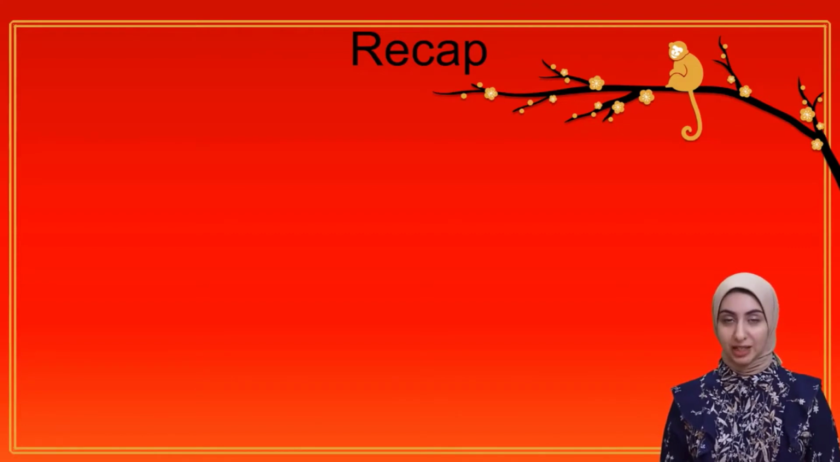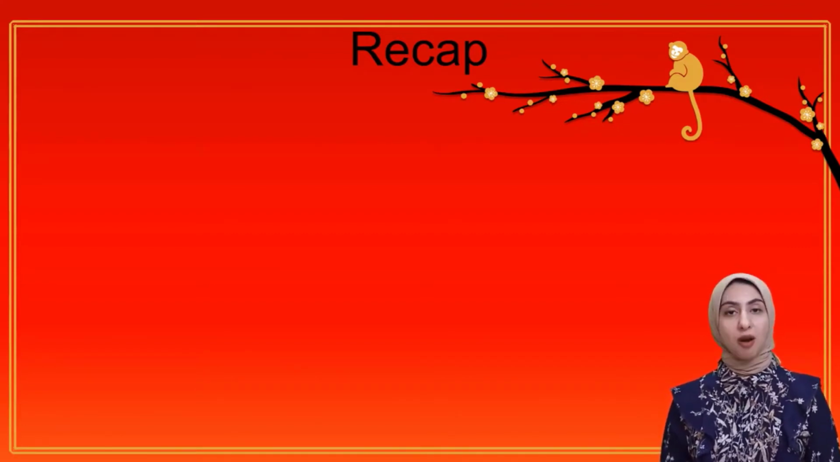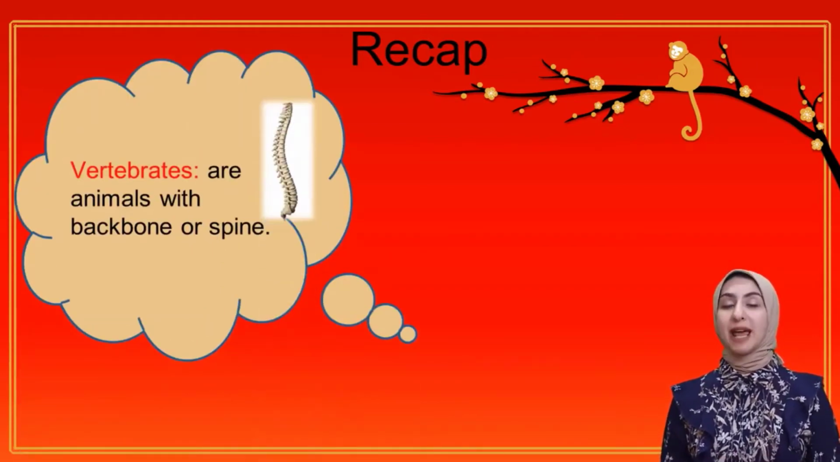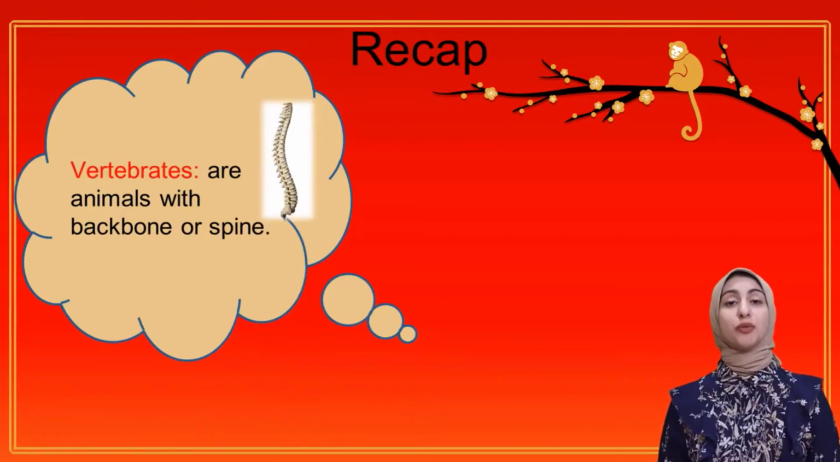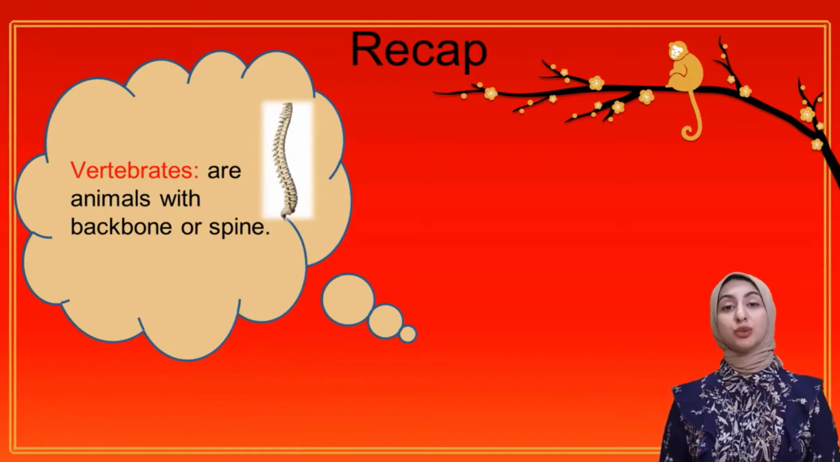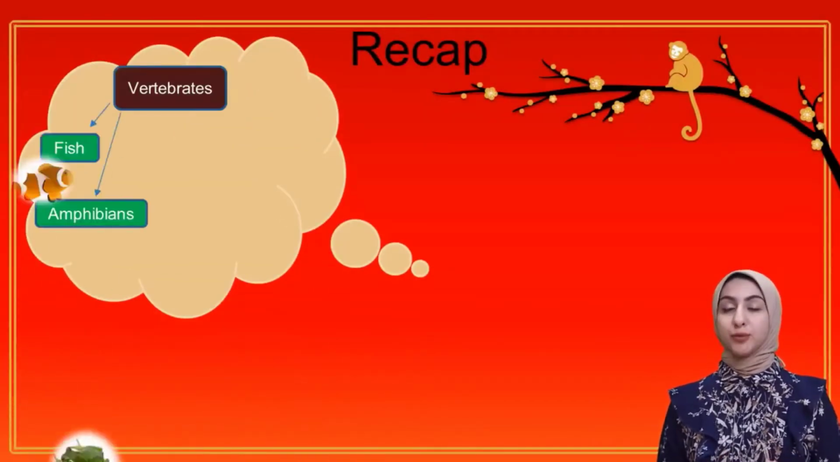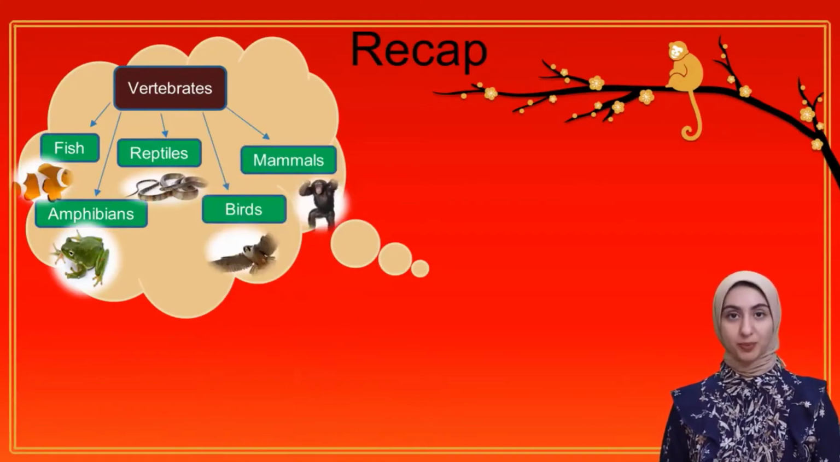About the animal kingdom, we said it is divided into 2 main groups, which are vertebrates and invertebrates. And we talked about vertebrates, which are animals with a backbone or spine, and this group of vertebrates is divided into 5 classes, which are fish, amphibians, reptiles, birds, and mammals.